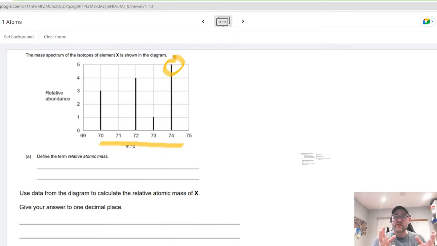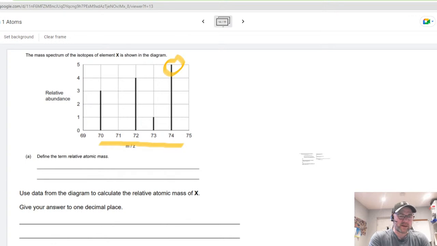You've got a whole bunch of isotopes. What's the average mass of those isotopes? If we want to give the definition, we can say relative to carbon 12 on a scale where carbon 12 is 12. But yeah, that's the definition. Yes, Karim, 72.4 sounds okay.